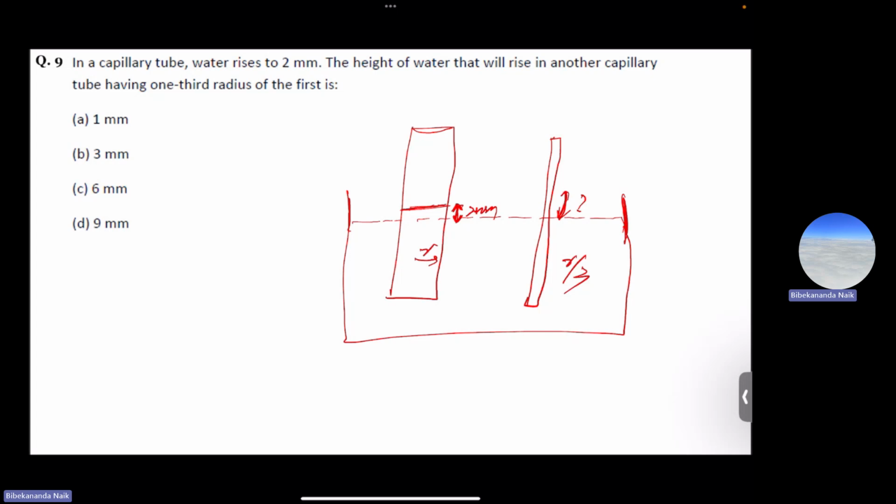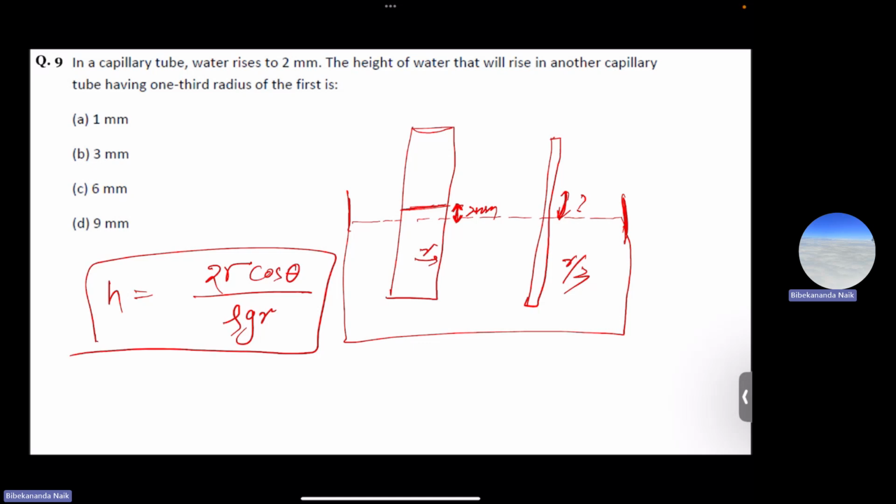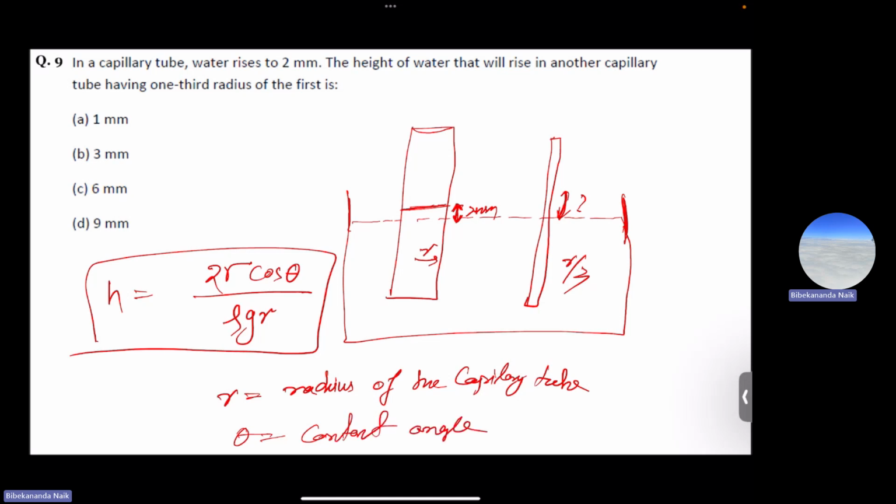So we know the height of the capillary rise is given by h equals 2 gamma cos theta divided by rho g r, where r is the radius of the capillary tube, theta is the contact angle, and gamma is the surface tension.